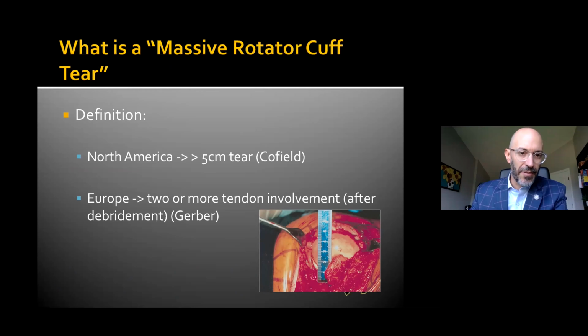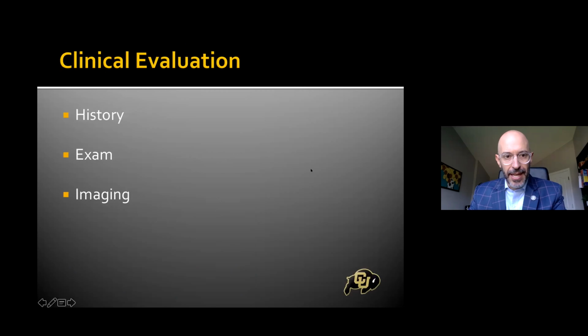Anyway, so what is a massive cuff tear? In North America, Bob Cofield defined this as a 5-centimeter tear. The more traditional definition from Europe has been a 2 or more tendon involvement by Christian Gerber. And the clinical evaluation is critical, and you've heard a lot about this, and I'll touch briefly on it.